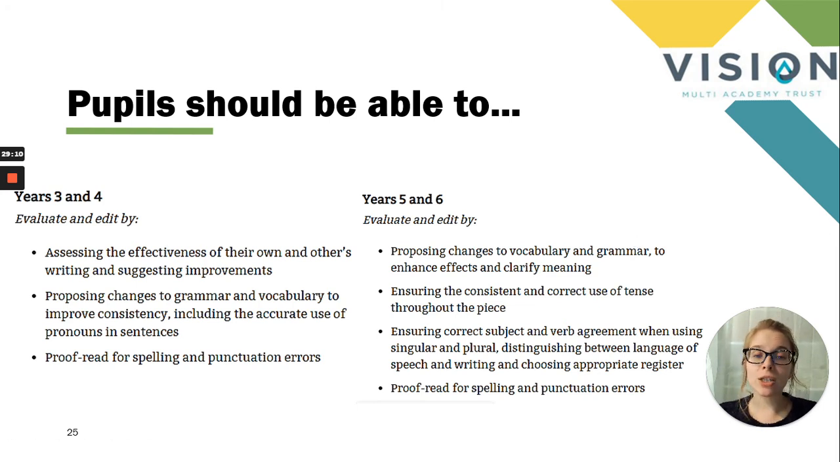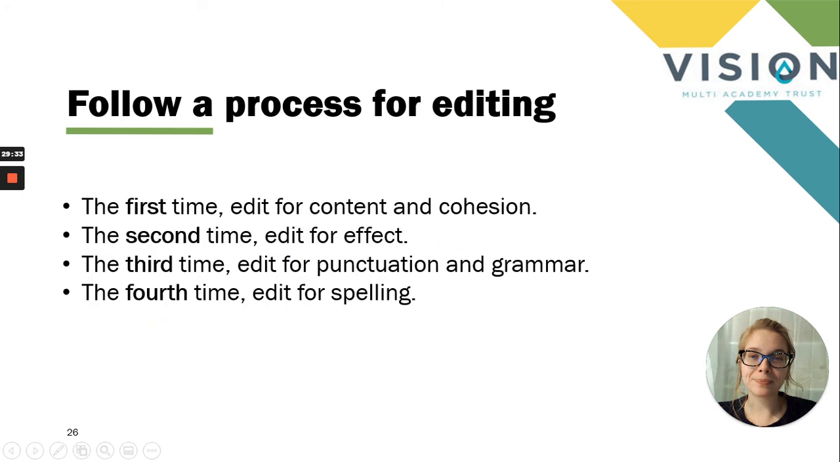And it's also the need to ensure that the correct subject-verb agreement is used when using singular and plural writing, distinguishing between language of speech and language of writing, so they should really understand what they should write and how they should say it instead, and choosing the appropriate register. Children should also be able to continue to proofread for spelling and any punctuation errors.